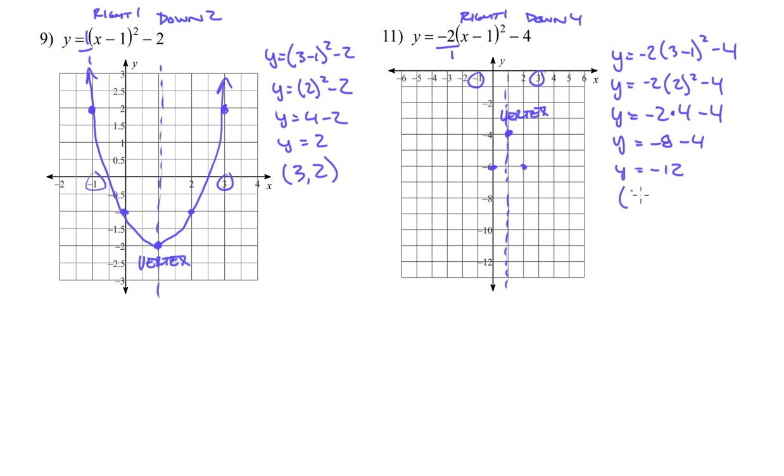So when we plug in 3 for x, -12 is our y. So (3, -12), and that's a distance of 2 here, so we just go 2 more over the other direction, and -1 will also give us -12. And then we sketch our graph.